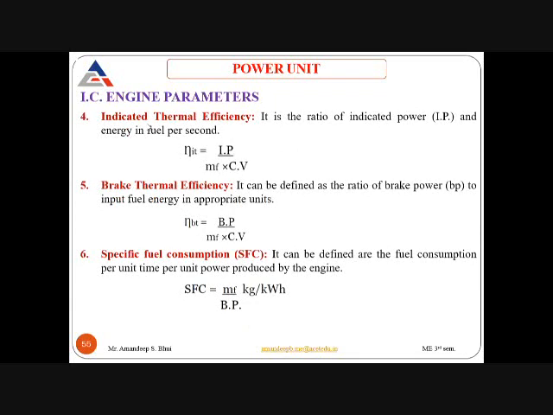Next comes the indicated thermal efficiency. This indicated thermal efficiency is the ratio of the indicated power and the energy in the fuel per second. It will be given by indicated power divided by the energy in the fuel. Energy in the fuel will be the mass flow rate of the fuel, how much mass of fuel is entering the combustion chamber, multiplied by the calorific value. CV is the calorific value of fuel. So indicated power divided by mass flow rate of the fuel into the calorific value will give me the indicated thermal efficiency.